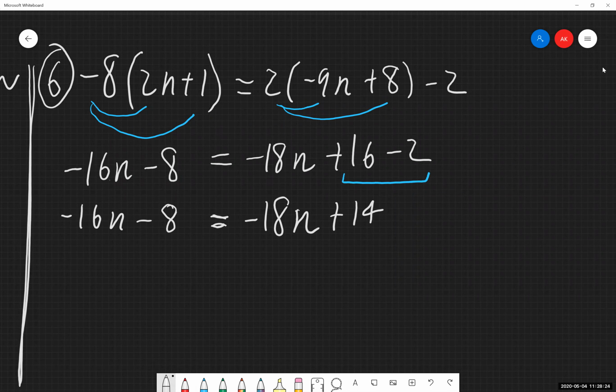And now from here, we start adding, subtracting, multiplying, dividing things to both sides of the equation. I want to get all of the variable terms to one side. I've got n's over here and n's over here. I'm going to get rid of the smaller, the lower value, which is going to be negative 18 here. So I get rid of that by adding 18n to both sides.